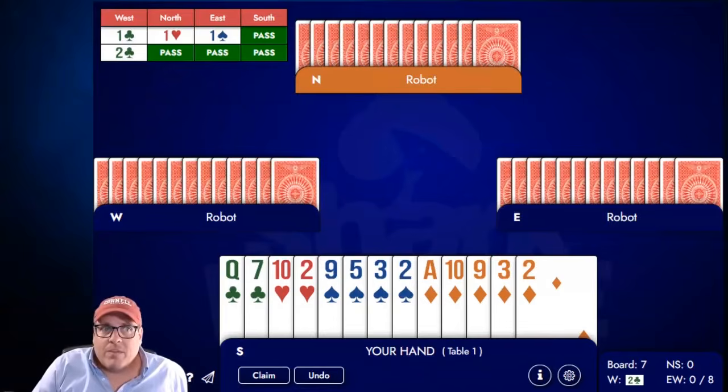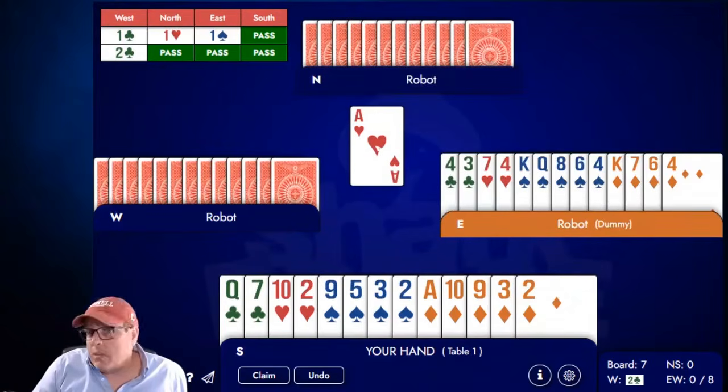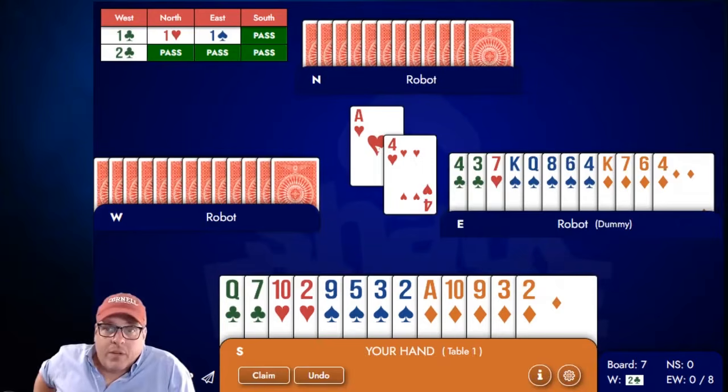And here comes the ace of hearts lead. My partner actually overcalled a heart. So dummy's going to play the 4. Make your play. Yeah, so just ask yourself, okay, how's this defense going to go?